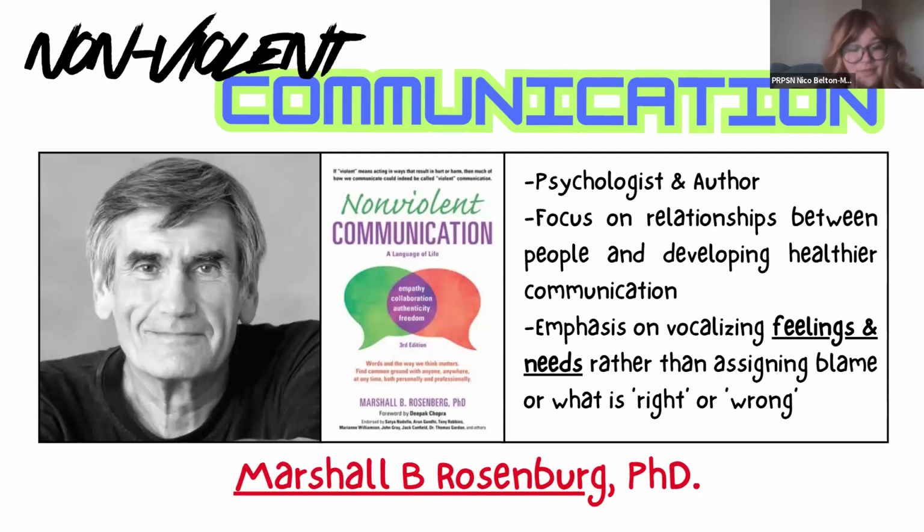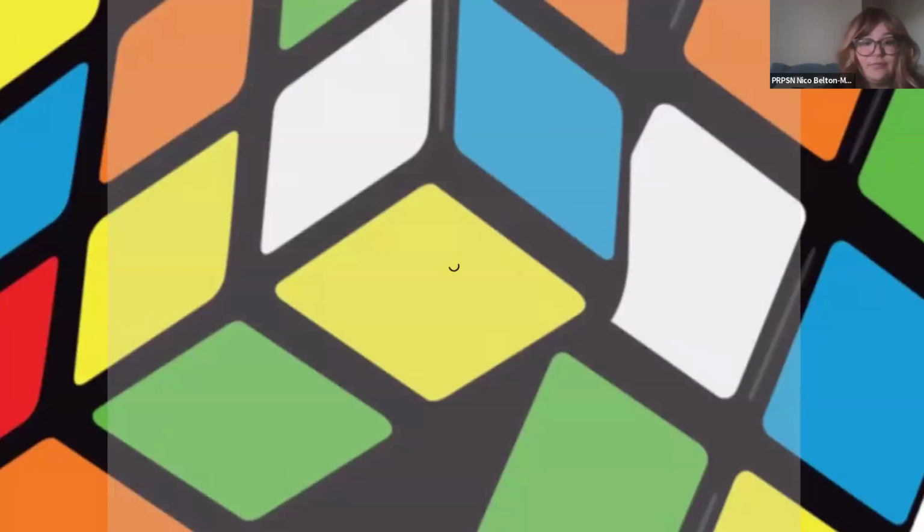So, Marshall B. Rosenberg, he has a PhD. He's no longer here, but his work still stays with us, and it's really important. He's a psychologist, and he's the author of the book Nonviolent Communication, which is where we actually draw the communication model that we're going to be using today. His focus is on relationships between people and trying to develop healthier communication. And so he emphasizes it's more important to vocalize your needs and how you're feeling rather than assigning blame to someone for what is right or wrong.